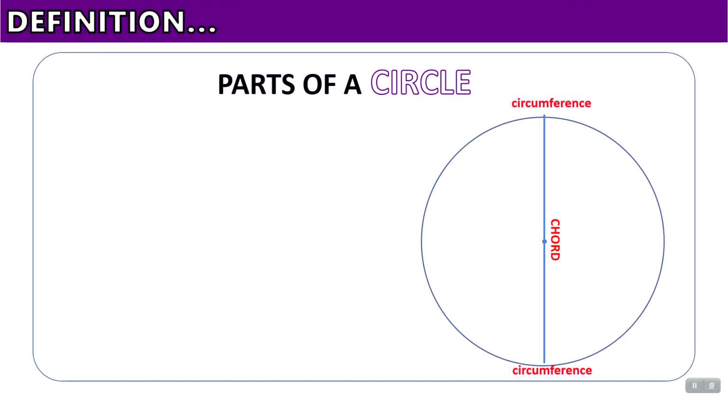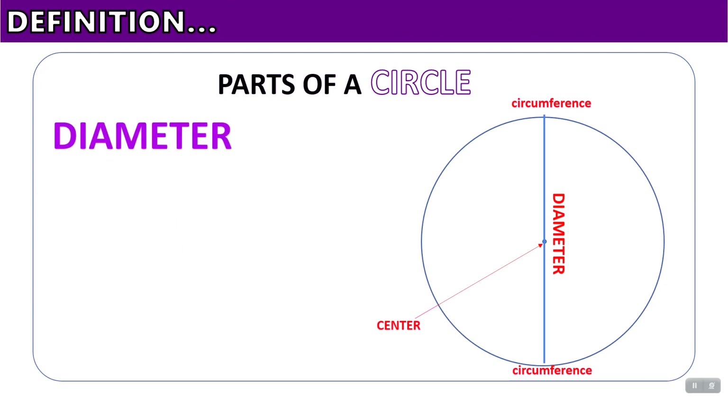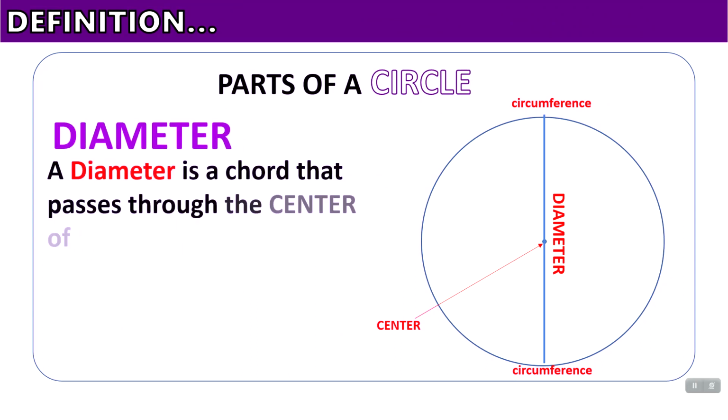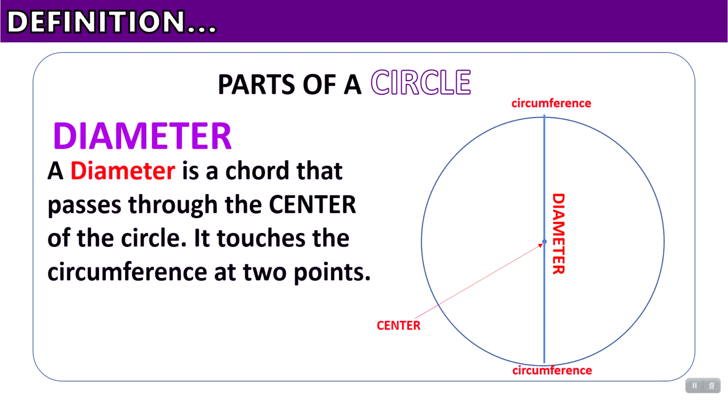Now, if you take a look, that chord actually passed through the center of the circle. This is given a special name called the diameter. So the diameter is a chord, but it passes through the center of the circle. So it touches the circumference at 2 points.